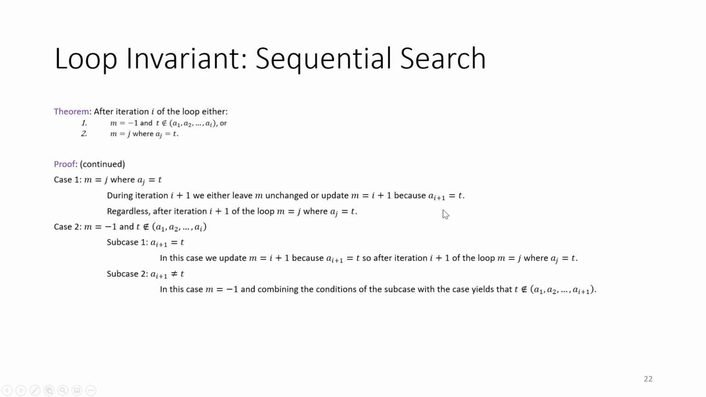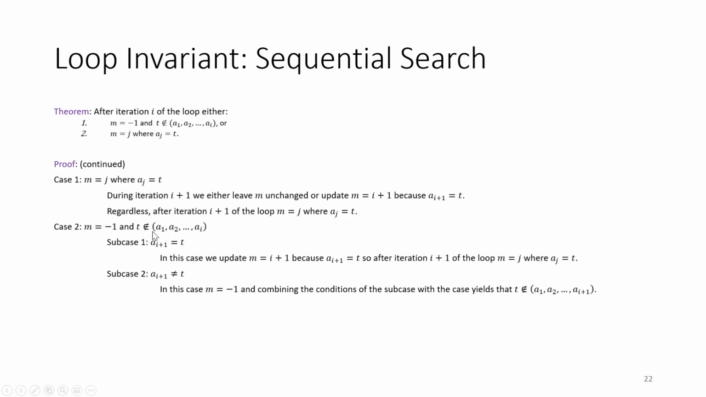Okay, next case, case 2. I'm going to split case 2 into subcases here, but case 2 is the other case up here, when m is equal to -1, so we haven't found it thus far. Remember, that's what it means. m equals -1 means we haven't found it thus far. And this is expressing that statement. We haven't found it thus far, meaning t is not one of these elements, a_1 up to a_i. Okay, so it's not one of these.